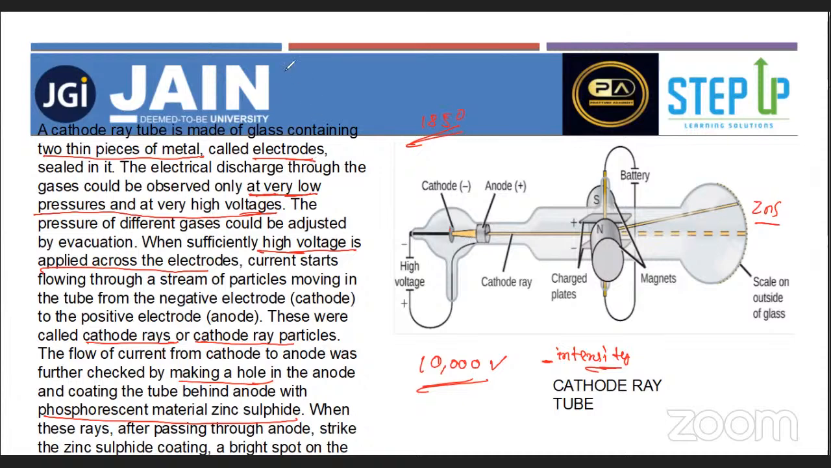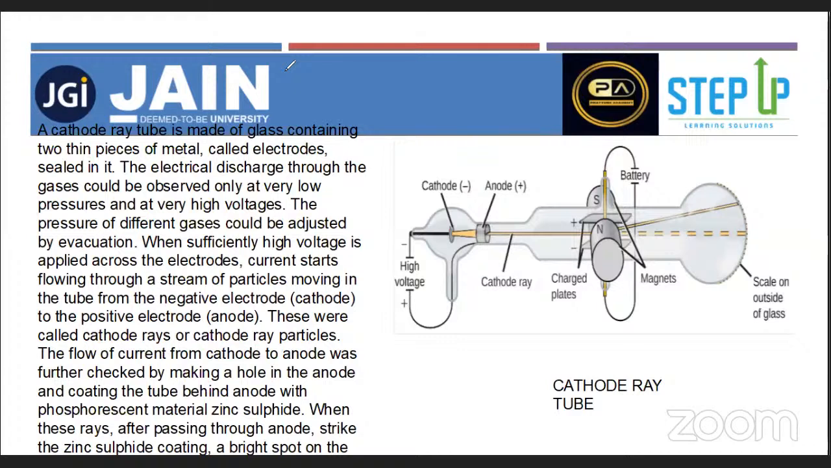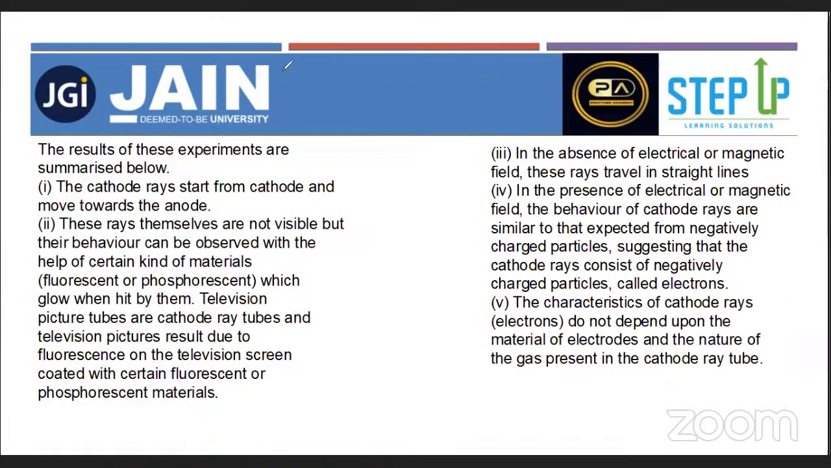Later, because it was a negatively charged particle, this was named as electron. Okay, so what are the few results which were shown?